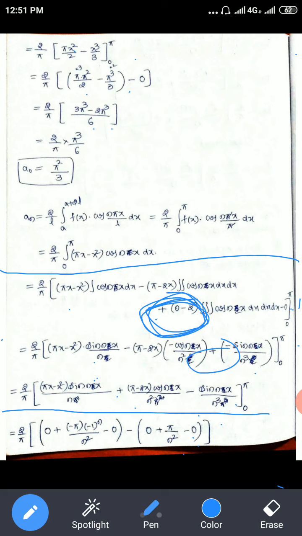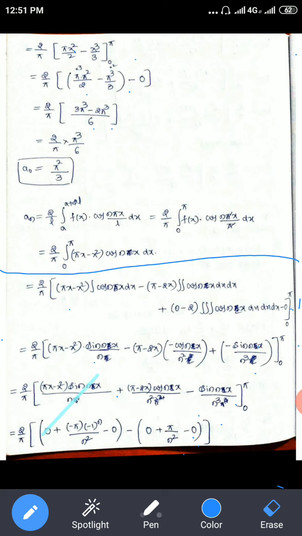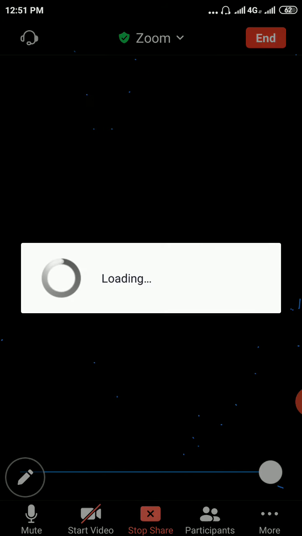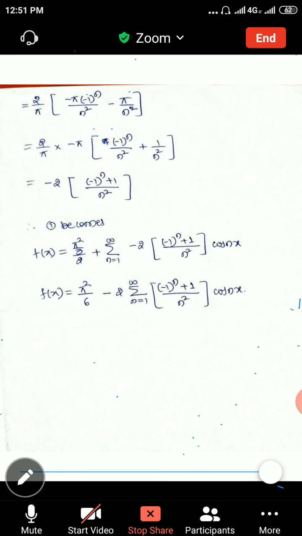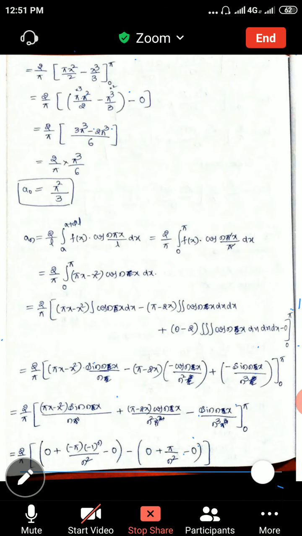Please try to write that and do the remaining simplification in the notes. You people are writing the notes? Hello. Hello. Hello, sir. You people are writing the notes?